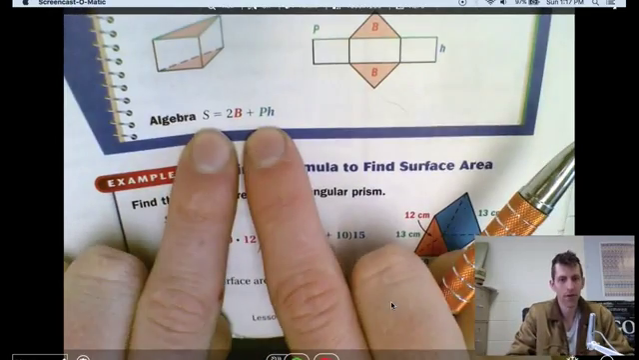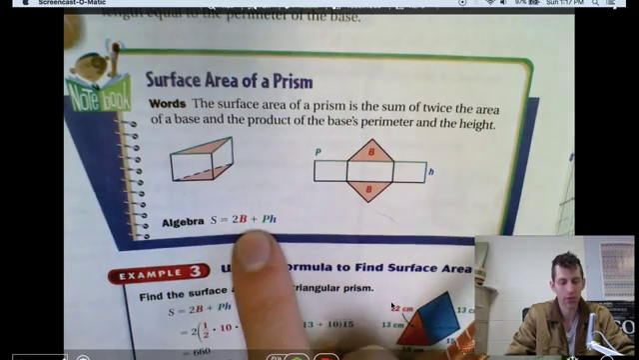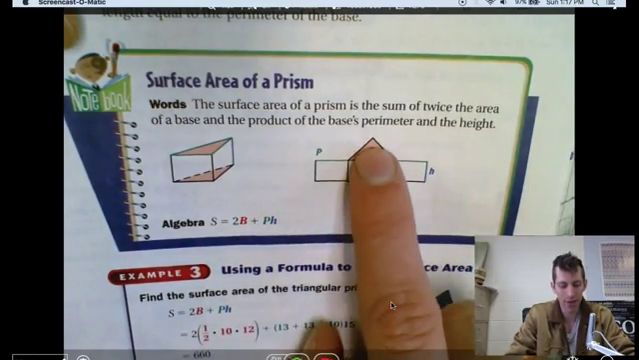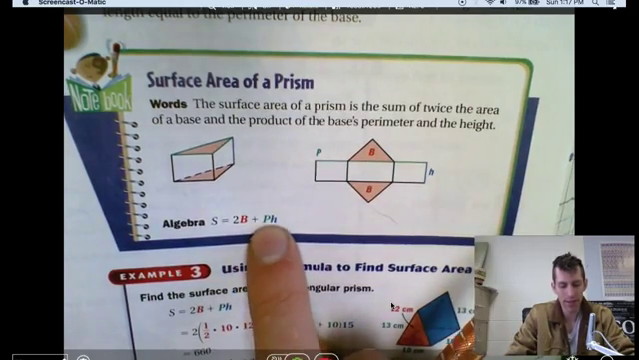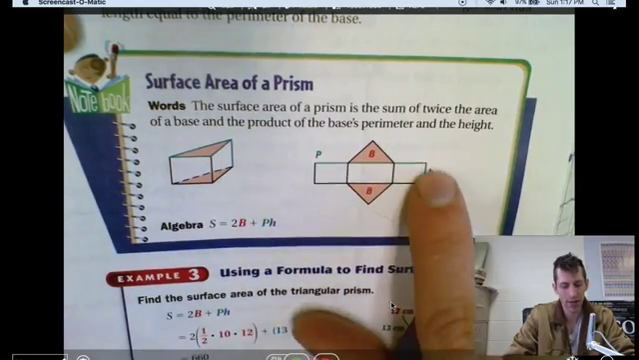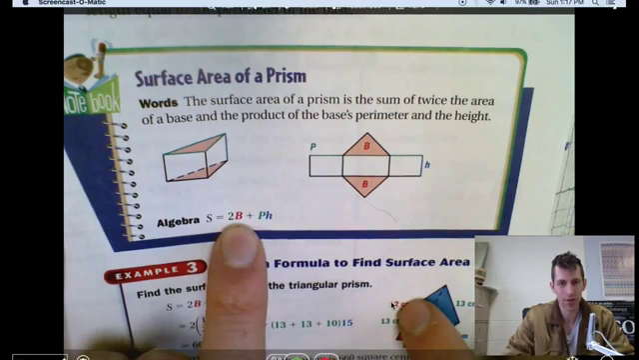So, formula for the area, surface area of a prism. Kind of a cool formula. You have to know that B stands for the area of the bases, and then P stands for the perimeter around that base. H stands for the height, distance between the bases. You've got to know those things in order to solve this.